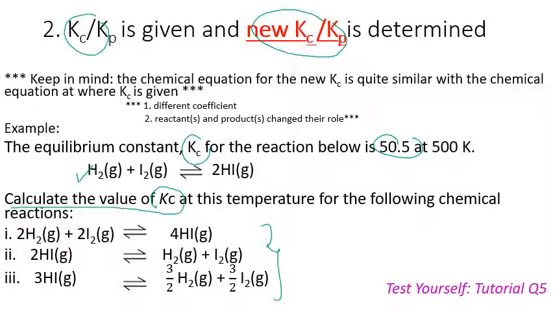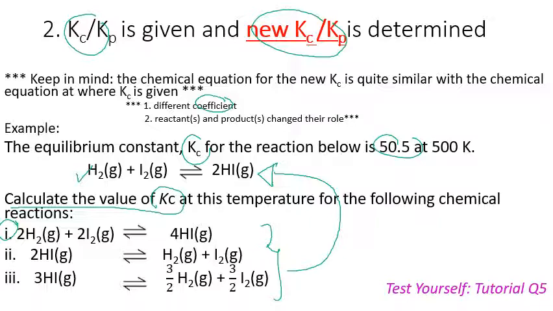These three chemical equations look quite similar to this one, but actually they are different. What's the difference? They can differ in coefficient. For example, the first has 1 mole of hydrogen reacting with 1 mole of iodine to produce 2 moles of hydrogen iodide. But for question 1, the coefficients become 2, 2, 4.